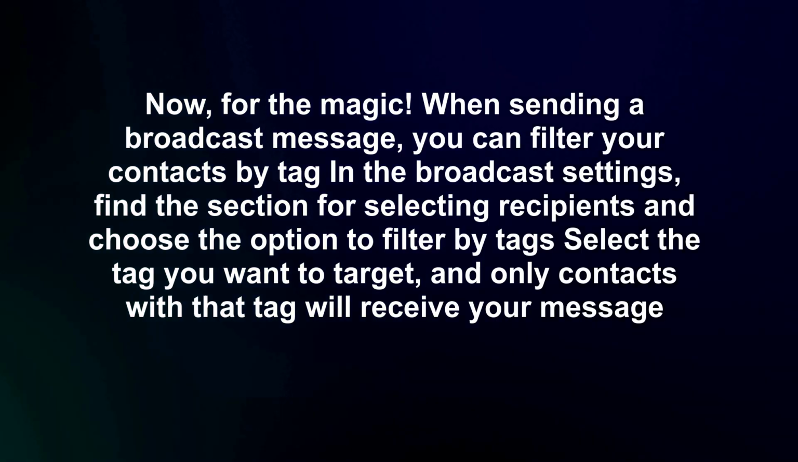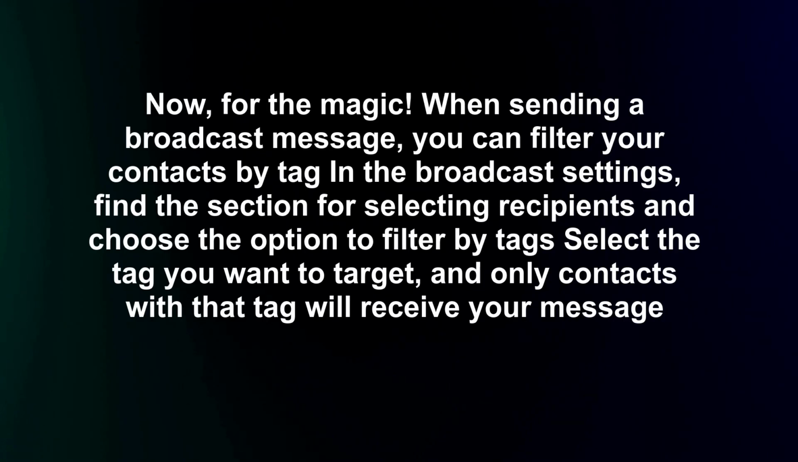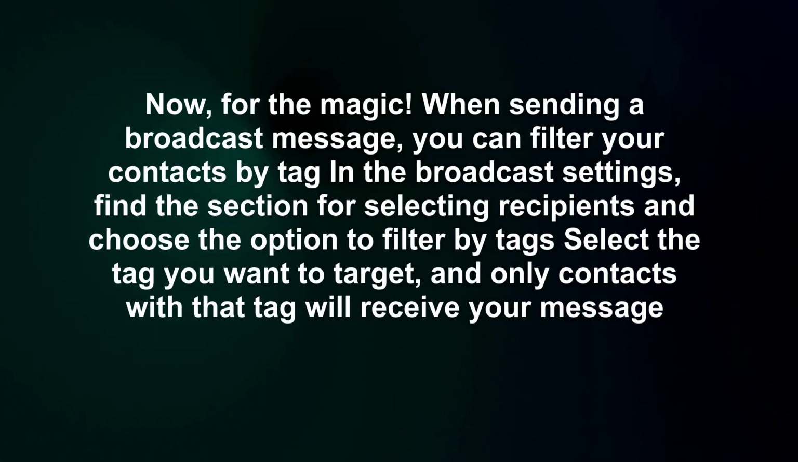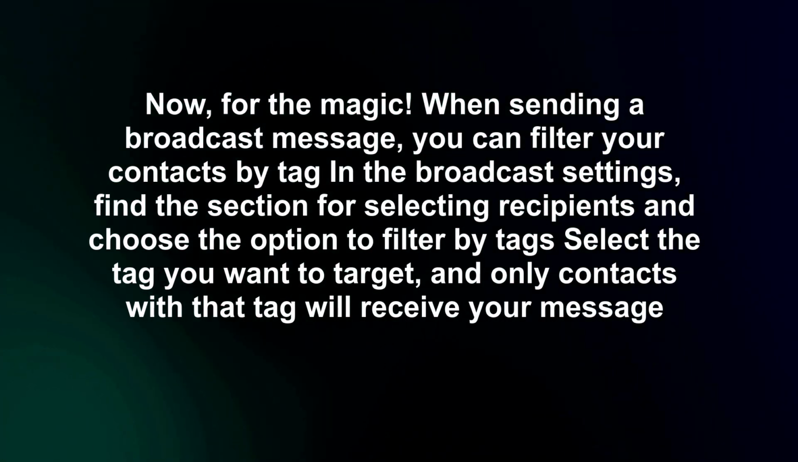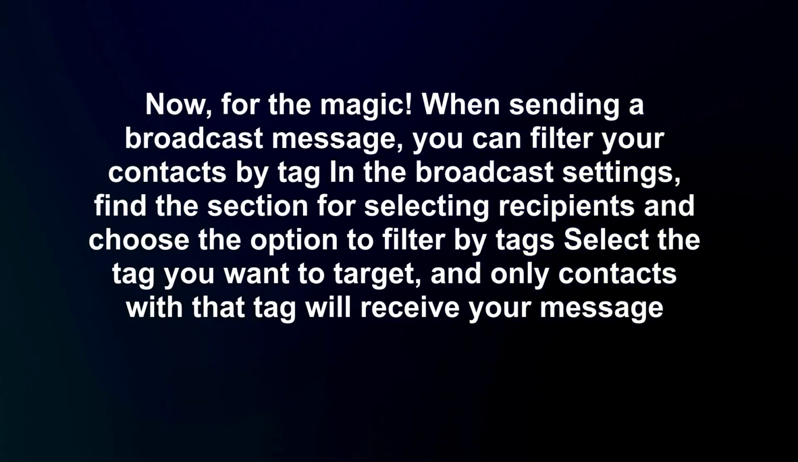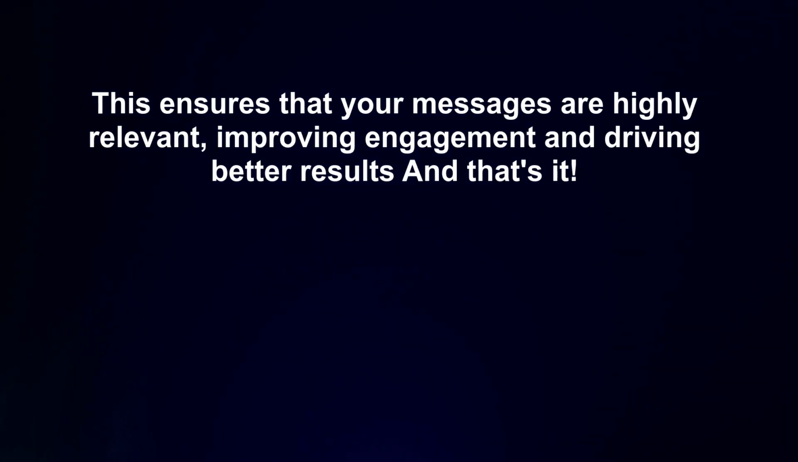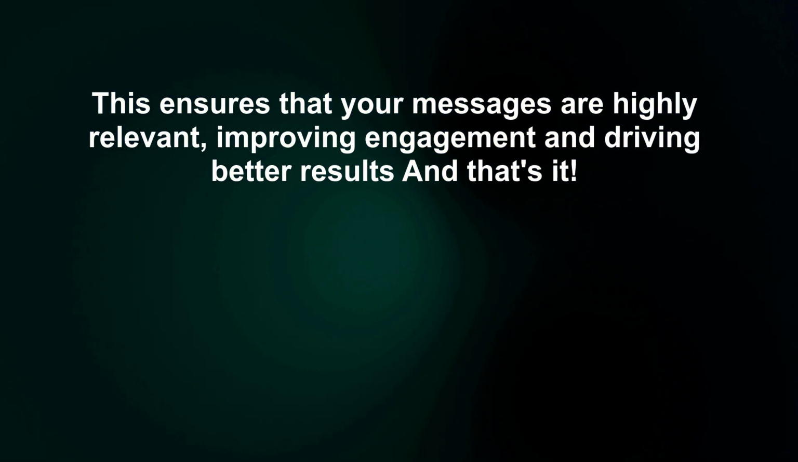Now, for the magic: when sending a broadcast message, you can filter your contacts by tag in the broadcast settings. Find the section for selecting recipients and choose the option to filter by tags. Select the tag you want to target, and only contacts with that tag will receive your message. This ensures that your messages are highly relevant, improving engagement and driving better results.